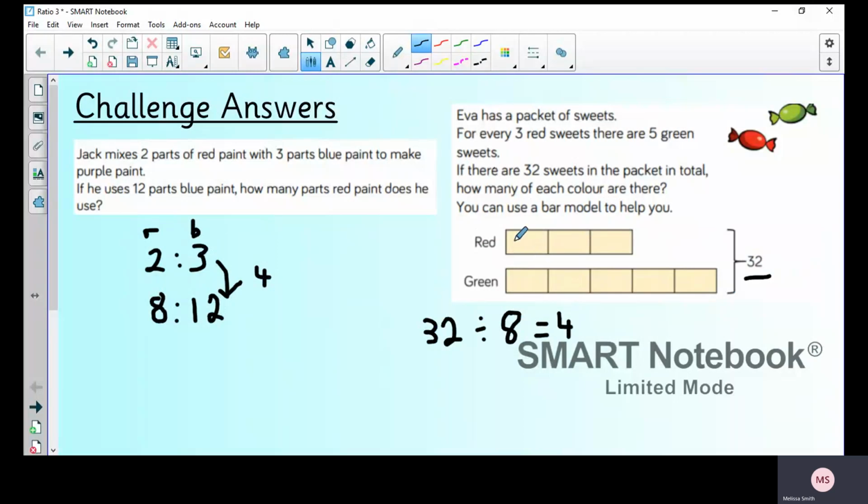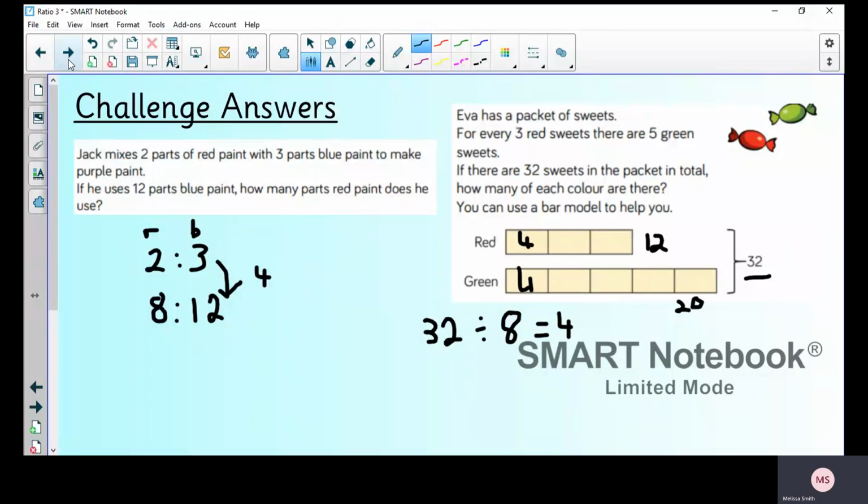So then I can label each one of these parts with 4 and say 4 times 3 is 12. So 12 of those sweets are red, and 4 times 5 is 20. 20 of those sweets are green, and we can check it by adding 20 and 12 together, which gets us to 32. So we know we've got the answer correct.